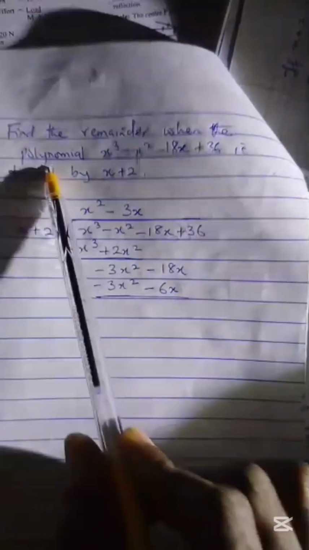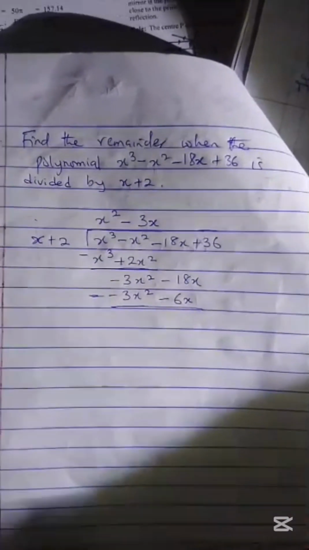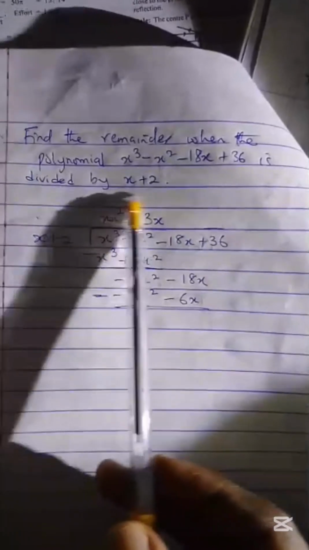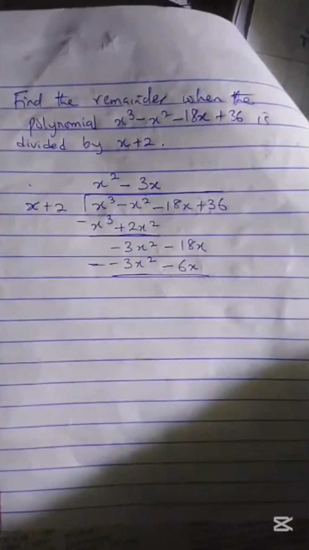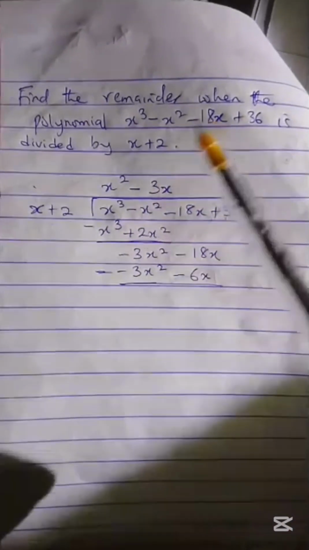Alright, so let's look at this question. It says, find the remainder when the polynomial x cubed minus x squared minus 18x plus 36 is divided by x plus 2. Sorry that it's a little bit dark here. So how do we go about this?